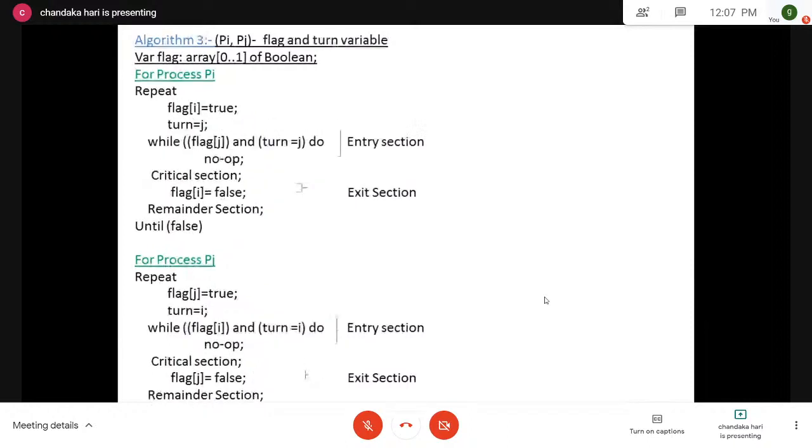And the complete solution for this is, another scientist came and merged the above two algorithms and wrote a 100% solution. All three conditions are satisfied in this. What is this? We'll see.